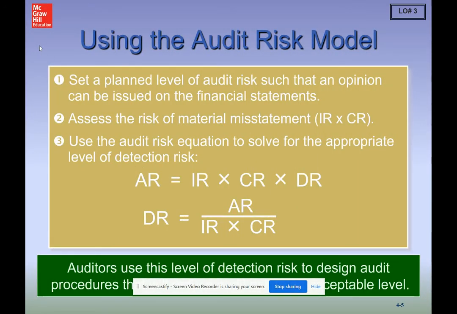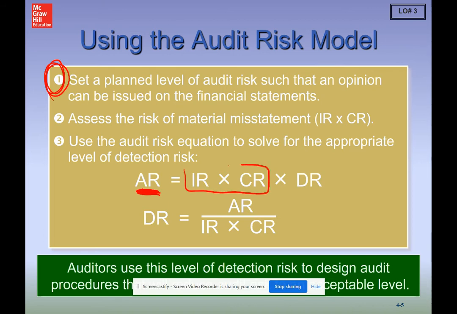Now, how do we use this audit risk model? Well, the first thing we need to do, number one here, is set that planned level of audit risk. At the beginning of the audit, as we're doing this audit risk assessment, once we get done with that, we're going to set the level of audit risk that we're willing to accept. We know what the environment is. We don't want our audit to fail. We will determine what that audit risk should be, so we determine this audit risk right here.